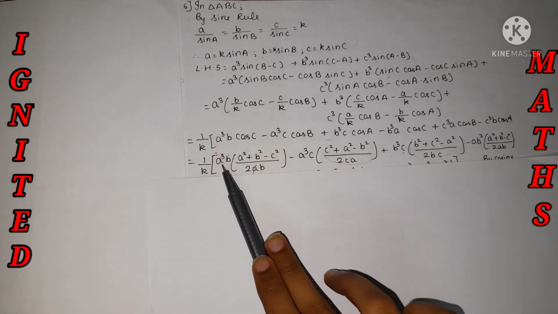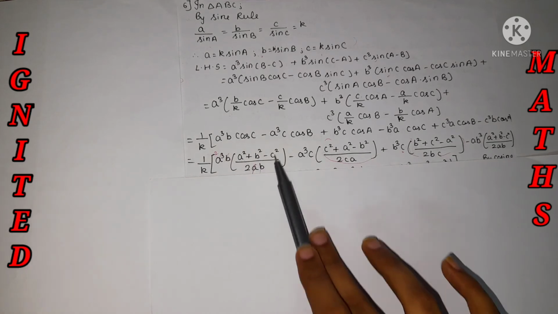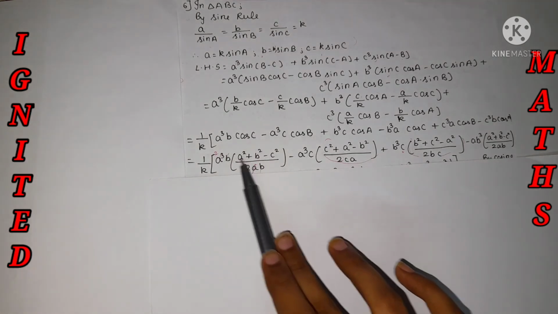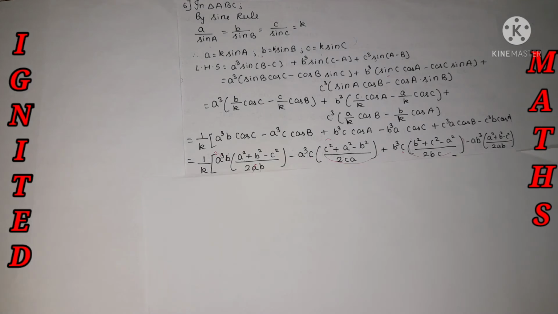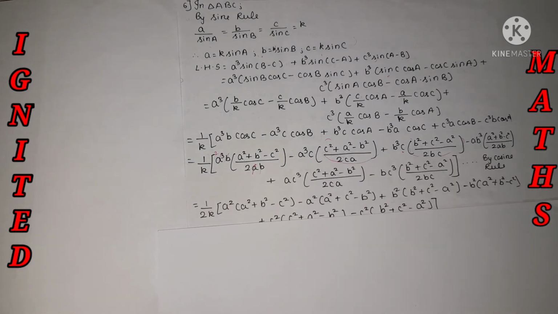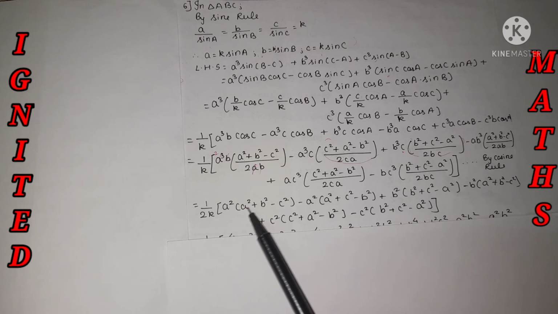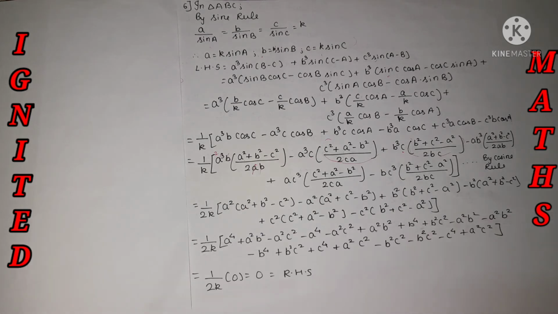And over here, a cube b and 2ab, according to the formula of cos C. So over here, a and b cancel, so a square b. If we do the calculation, we will be getting the answer in this form. And again, if you multiply with a square and remove the brackets, you will be getting the answer as 0. That's nothing but the RHS value.